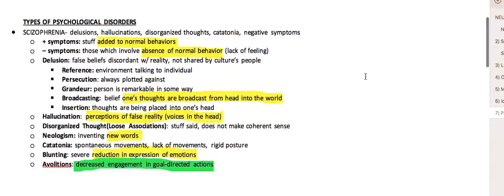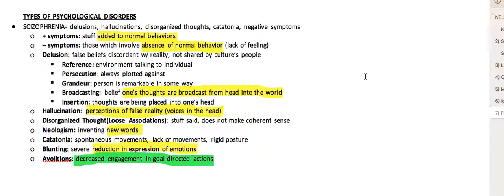These are the different types of psychological disorders. So we have schizophrenia, which is delusions, hallucinations, disorganized thought, catatonia, and negative symptoms. Right here, we're going to have a list of all of that stuff. So positive symptoms are stuff that's added to normal behavior. For example, you can be normal and you can add catatonia. Negative symptoms involve the absence of normal behavior, such as the lack of normal feeling and expressing emotions.